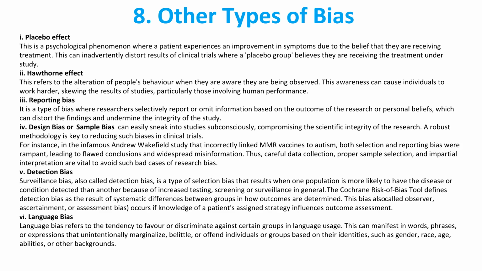Number 6 type is language bias. Language bias refers to the tendency to favor or discriminate against certain groups in language usage. This can manifest in words, phrases, or expressions that unintentionally marginalize, belittle, or offend individuals or groups based on their identities, such as gender, race, age, abilities, or other backgrounds.